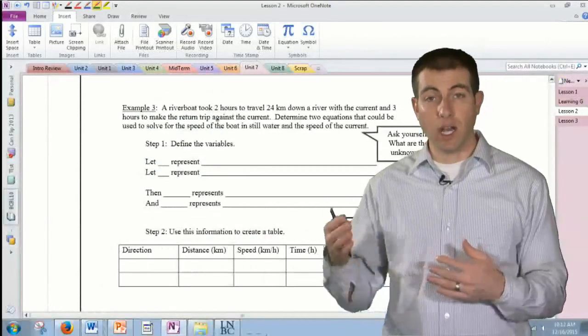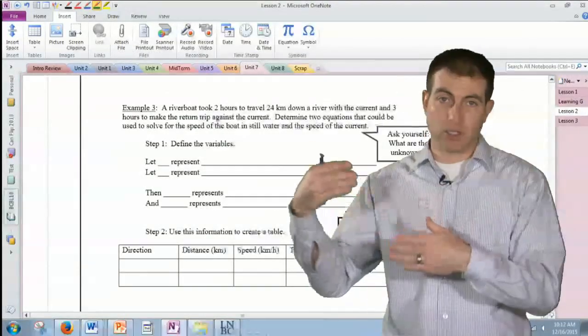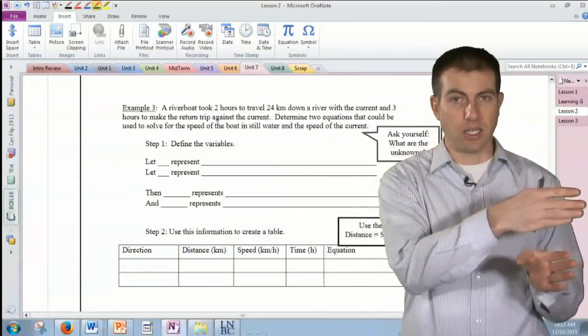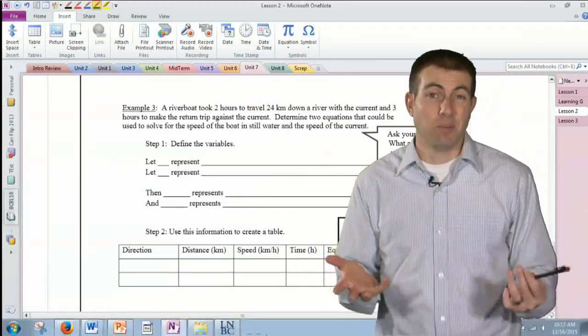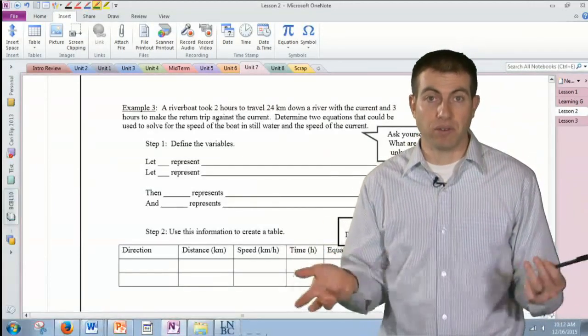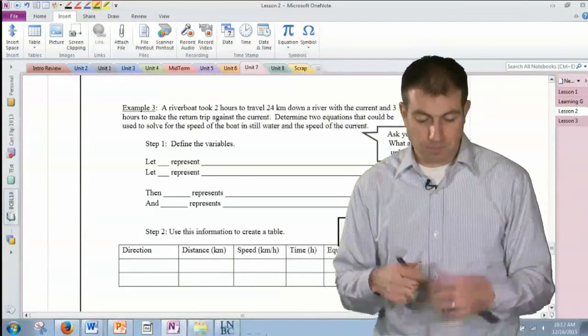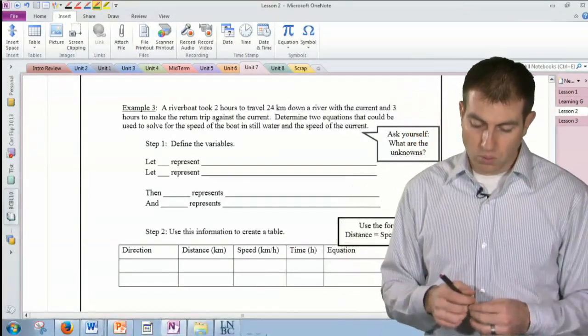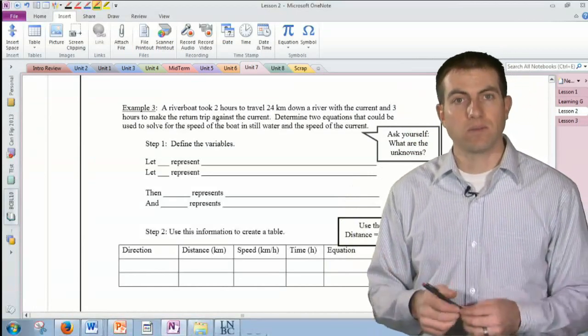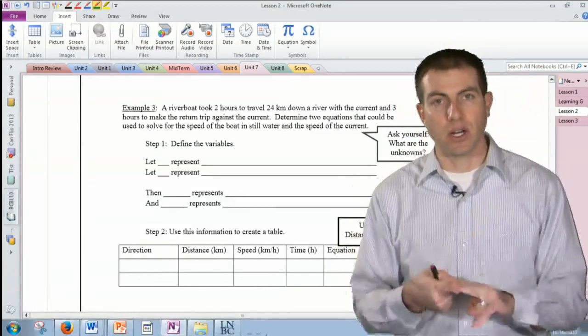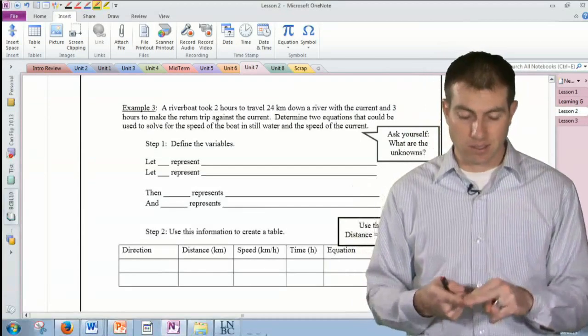If the boat's traveling upriver, it's fighting the current. If it's traveling downriver, the current's pushing it, so it's going to go faster. But we don't know how fast the boat's moving. So can we figure out how fast the boat's moving? Can we figure out how fast the current's pushing it? So we need to figure out what are the unknowns. So the speed of the boat and the speed of the current. That's what the question explicitly asks us to find.